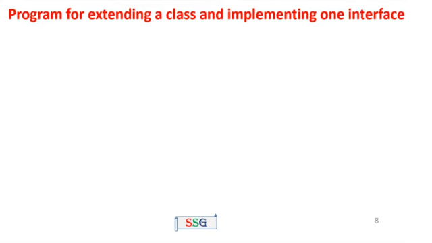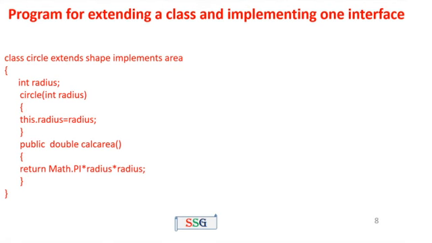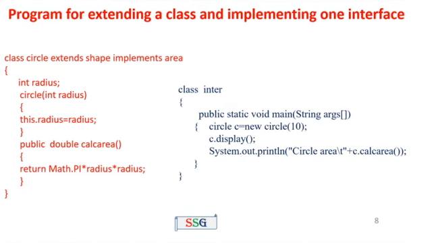The next one, class circle extends shape implements area. Here the class name is circle, its base class is shape, and it implements the interface area. Area has one method, calculateArea, and we have to define the code for calculateArea also. Here the class circle has only one variable, int radius, then one constructor, circle(int radius), this.radius equal to radius. The next one is the method from the interface, public double calculateArea, return Math.PI times radius. Here Math.PI is equivalent to 3.14.